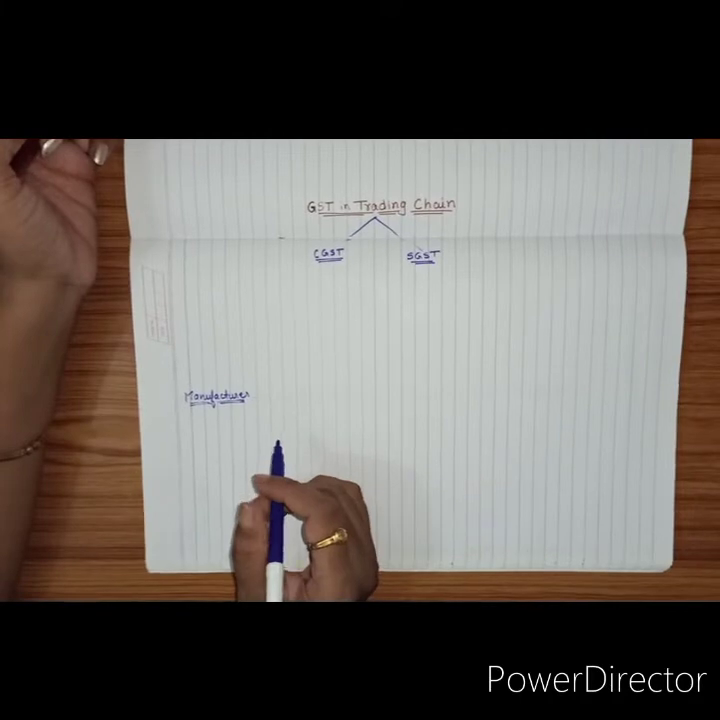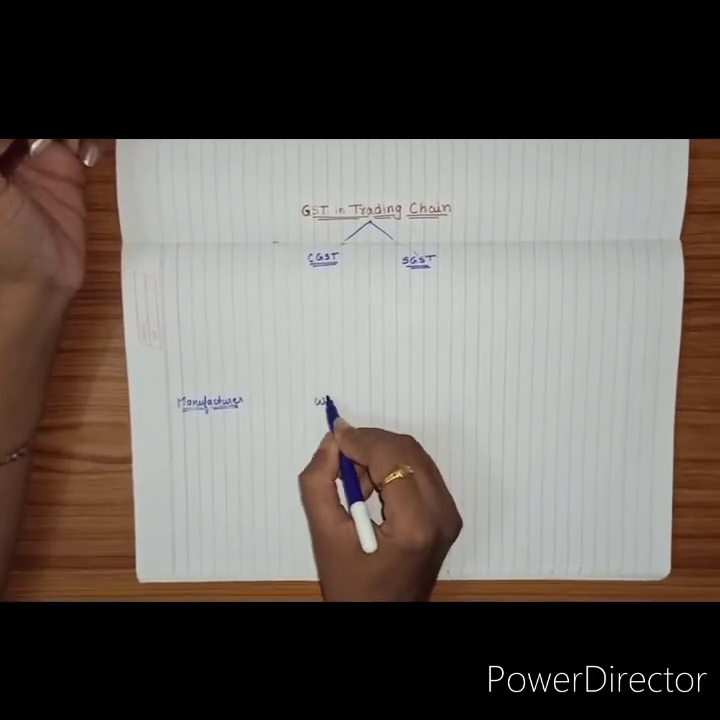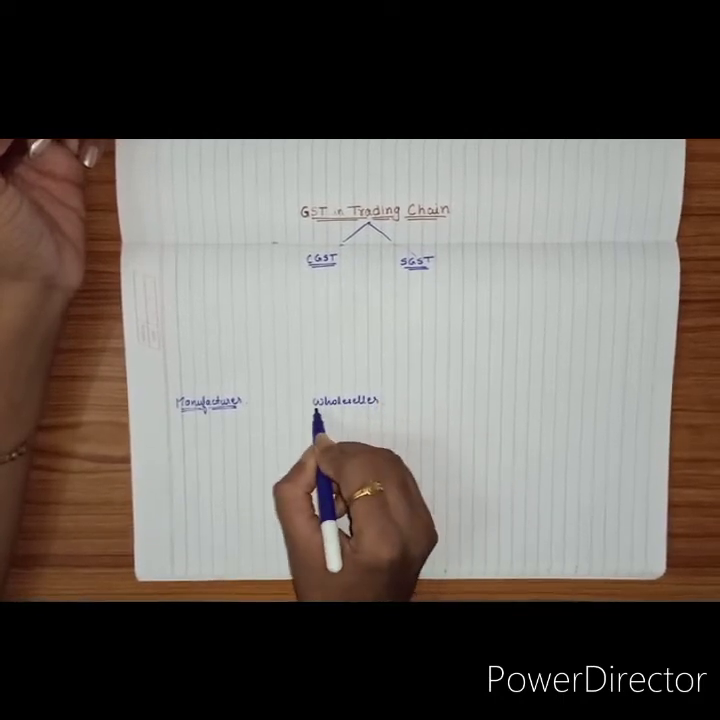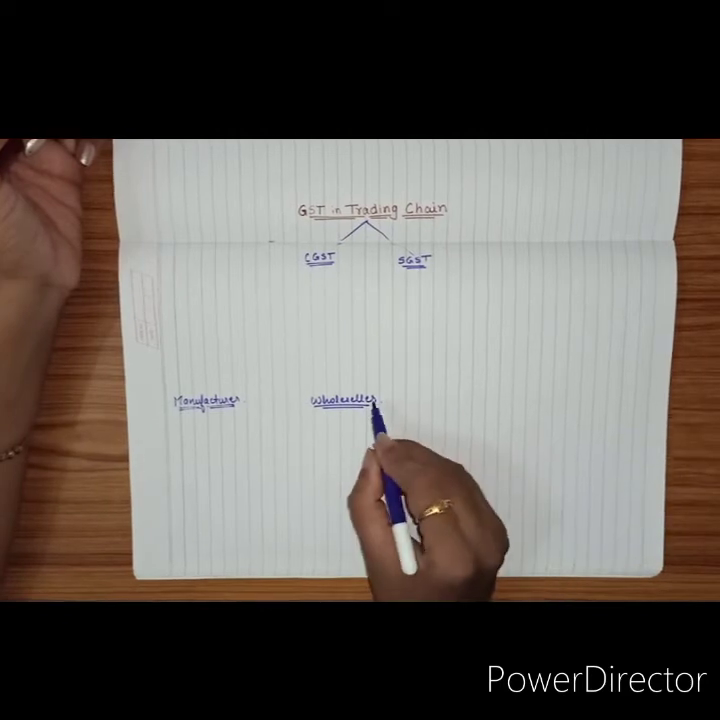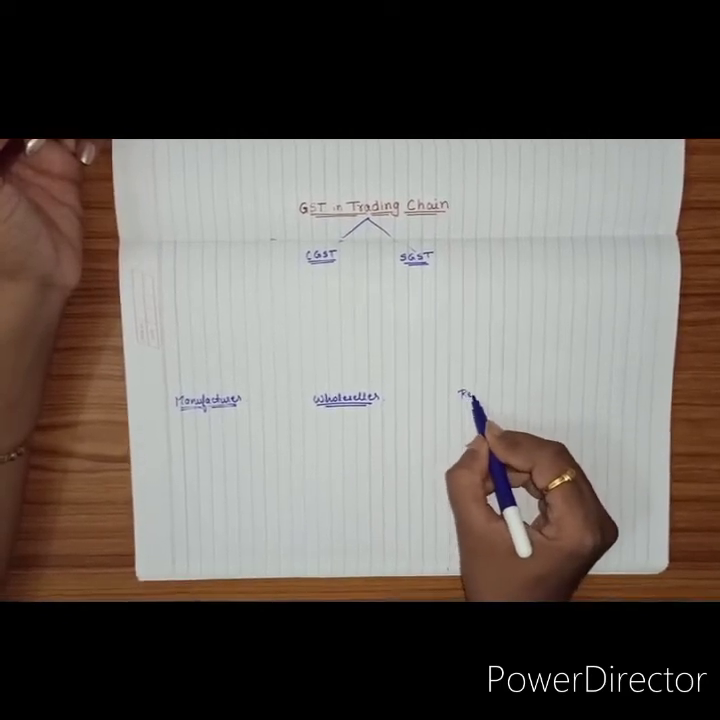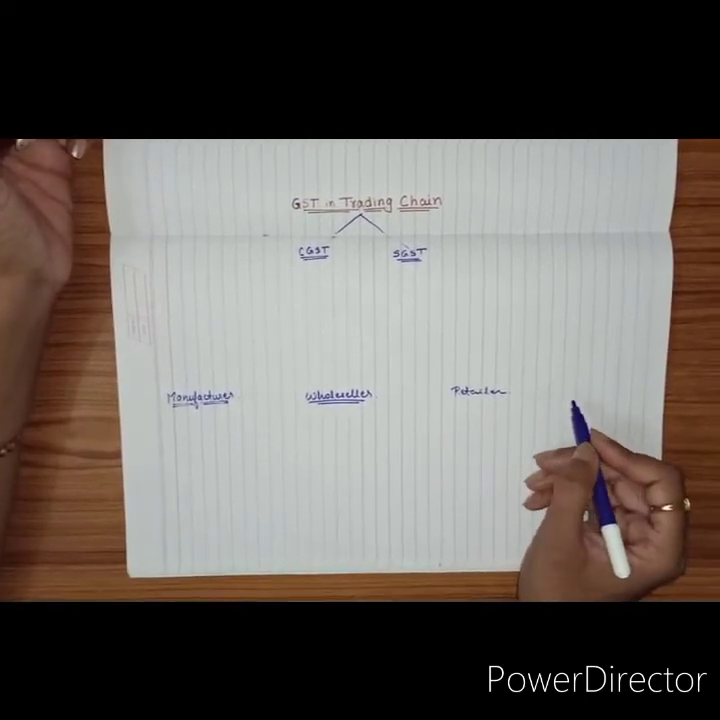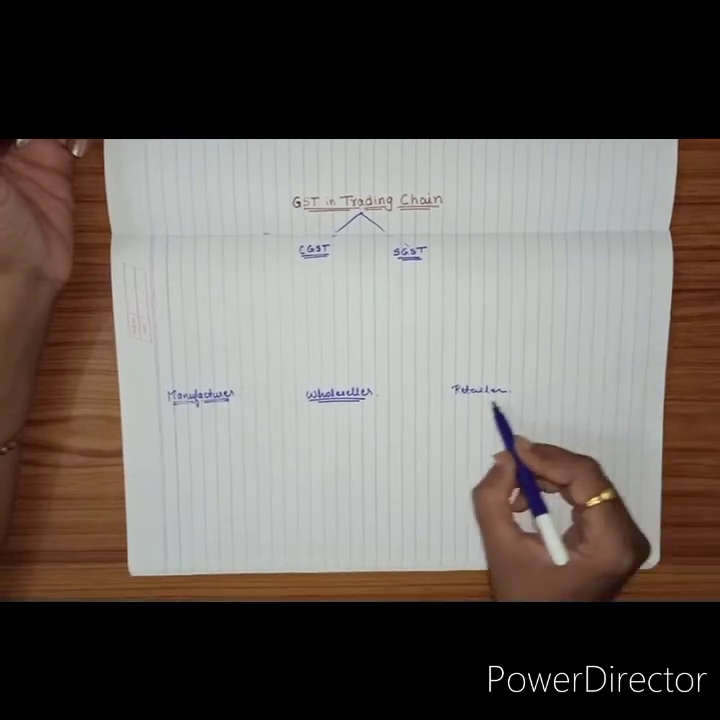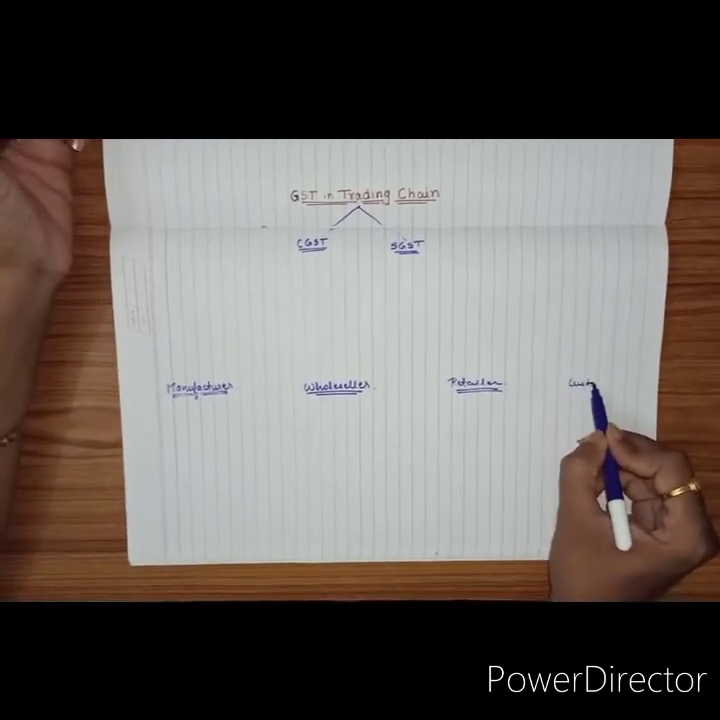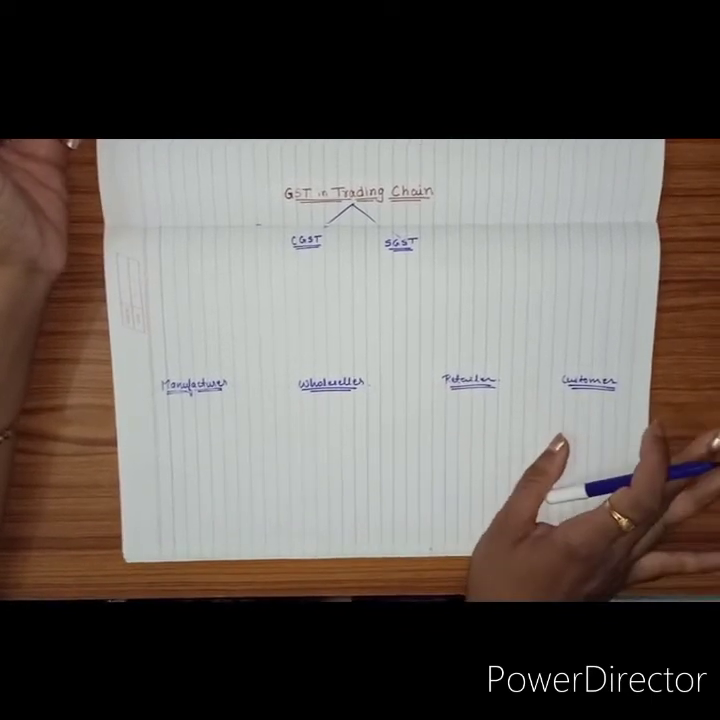Okay. Now he sells it to whom? He sells to wholesaler first. Then comes the wholesaler. Okay. Then the chain further moves to whom? Retailer. Right? Retailer. And then comes to consumer or customer. Okay. So this is the chain you all know very well.